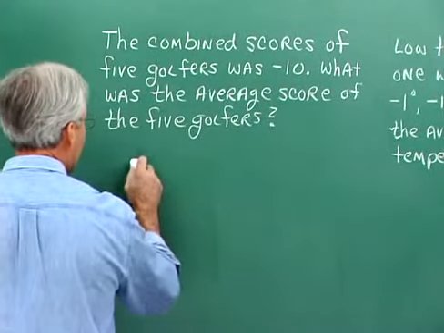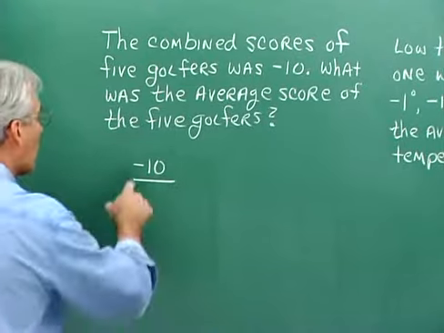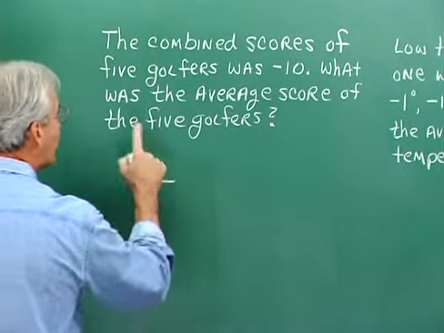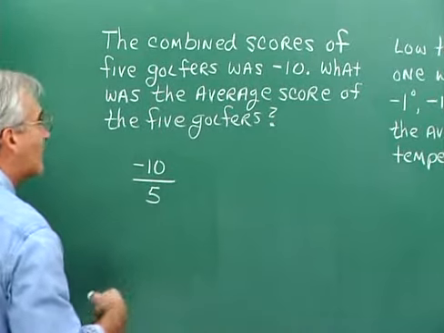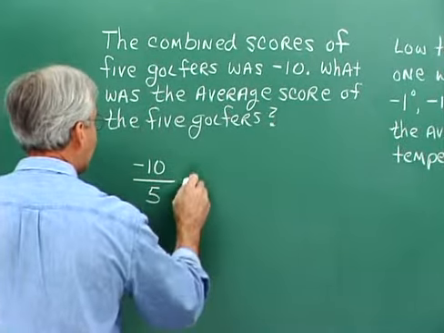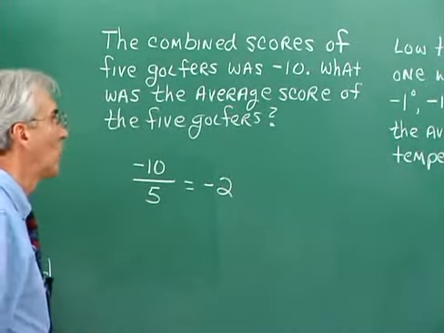So it implies that we're taking the negative 10, the combined scores of all the golfers, and dividing by the number of golfers in order to get their average score. So negative 10 divided by 5 is negative 2. Negative 2 is their average score.